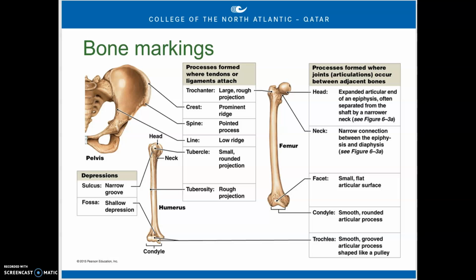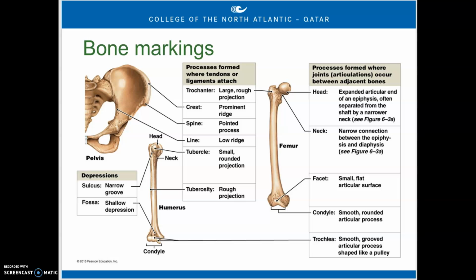Let's take a minute to go over this slide. And remember, we're talking about bone markings now. So we're going to talk about first depressions. Now remember, depressions and openings are places in the bone that make way or make room for soft tissue. And that could be stuff like nerves or blood vessels or something to that effect.